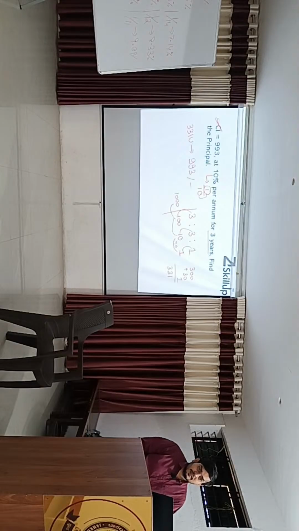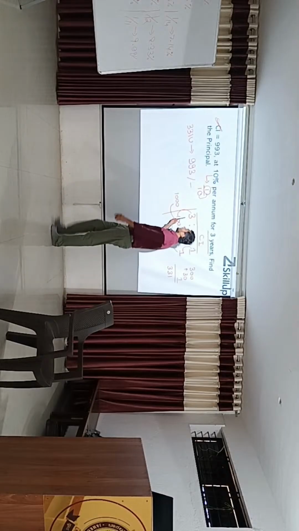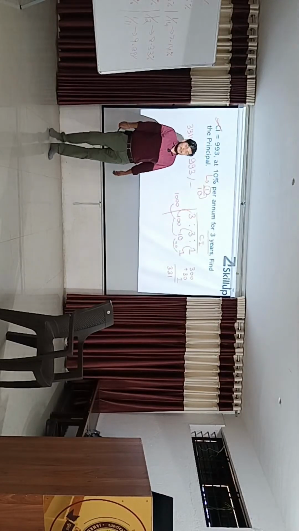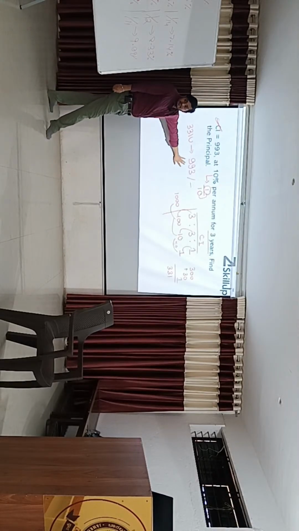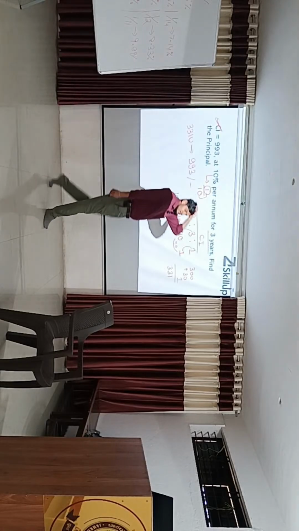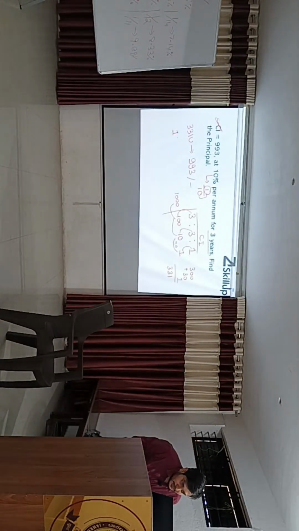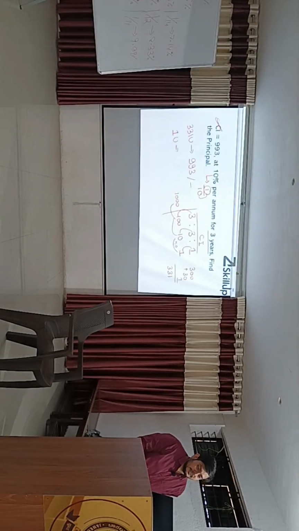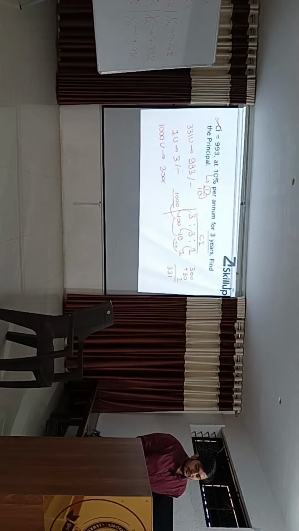This is the total, my compound interest. This complete is my compound interest. Compound interest is 993, so 331 is a multiple of 3 only. Correct? 3 threes are 9, 3 threes are 9, 1 three is 3. So 1 unit is how much? 3 rupees. If 1 unit is 3 rupees, then 1000 units is how much? 3000 rupees. That's it.